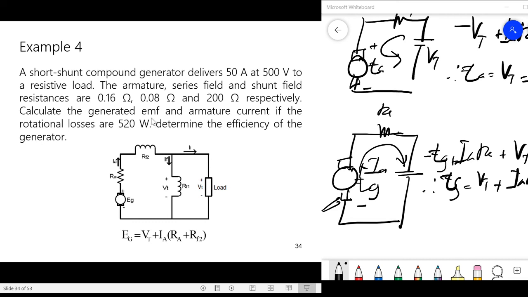Next example. Example semua ni. Short compound generator, tadi motor. Deliver 50 ampere at 500 volt to a resistive load. The armature, series field and shunt field resistance are 0.16, 0.08 and 200 ohm respectively. Calculate the generator EMF and armature current if the rotational losses are 520 watt. Determine the efficiency of the generator.